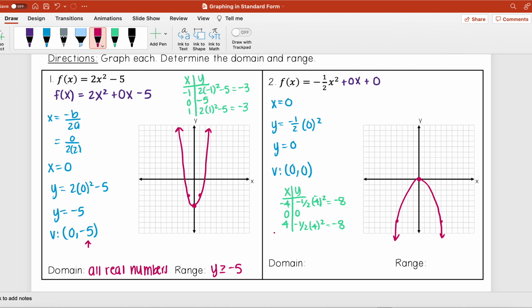And then I draw my curve. Domain is always all real numbers. And then range for this one, since the graph is opening down, it's going to be y is less than or equal to, and then my y value in the vertex is 0.